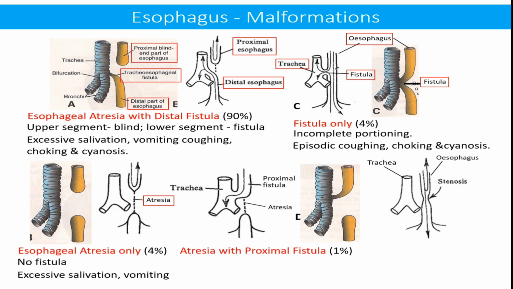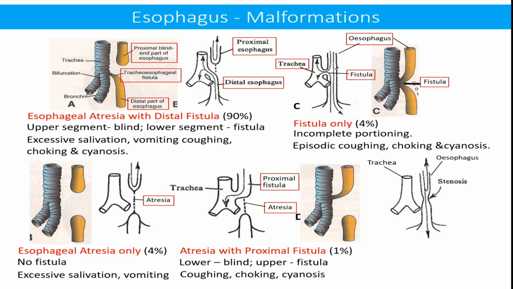The fourth variety of malformation is atresia with proximal fistula, which comprises 1% of the cases. The lower segment ends blindly, whereas the upper segment lumen is continuous with the lumen of the trachea in the shape of a tracheoesophageal fistula. The newborn presents with coughing, choking, and cyanosis.